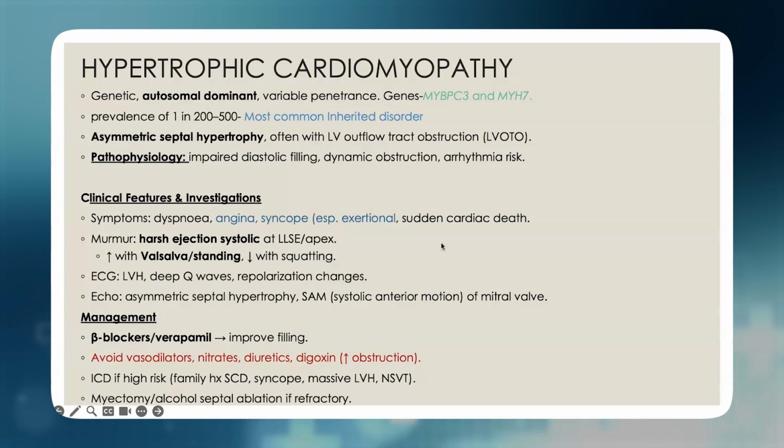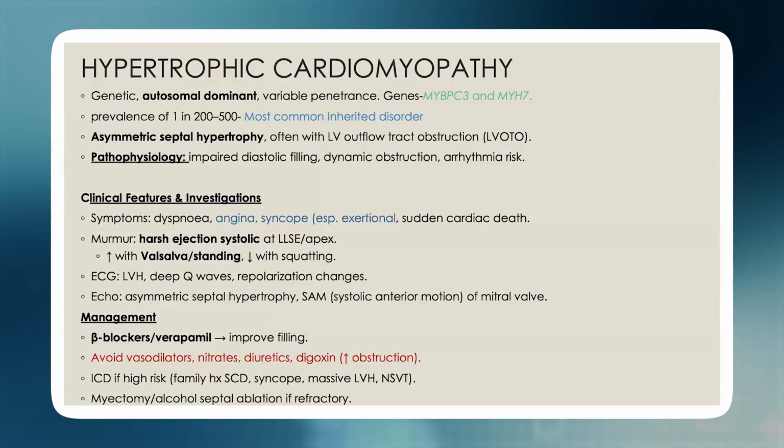Management is beta blockers and verapamil to improve filling. Avoid vasodilators. Why? Anybody, if you know why to avoid vasodilators and diuretics, please write it down in the chat. So nitrates, diuretics, vasodilators, digoxin, these are avoided, which increases obstruction. They also do something else. They decrease the afterload, right?